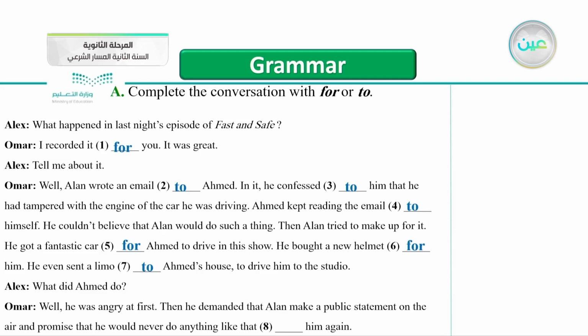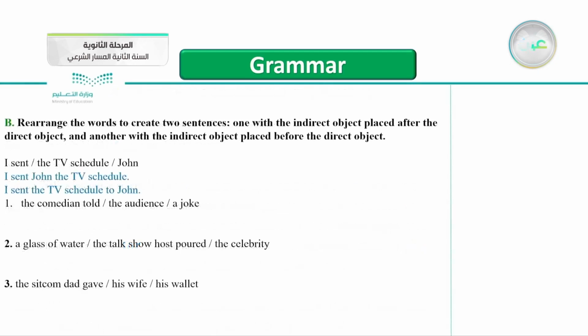Alex, what did Ahmed do? Umar said, well, he was angry at first. Then he demanded that Alan make a public statement on the air and promise that he would never do anything like that for him or to him. Yes, to him again. So now we know when to put to and when to put for.